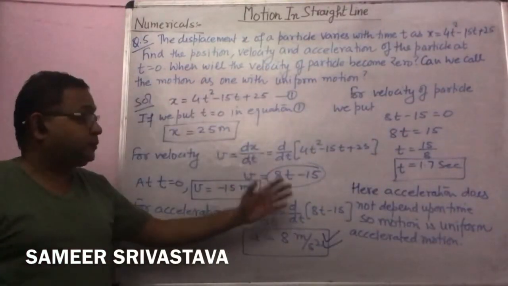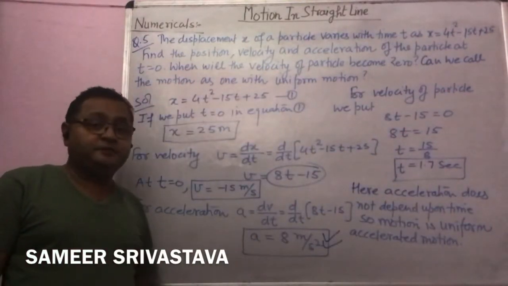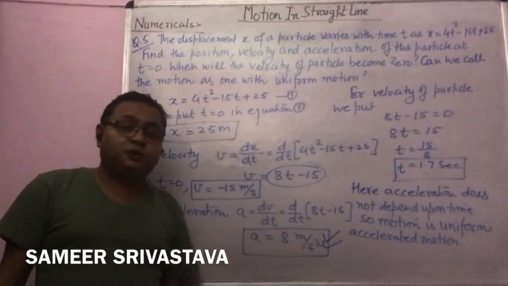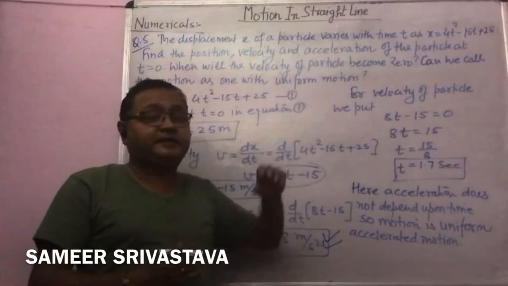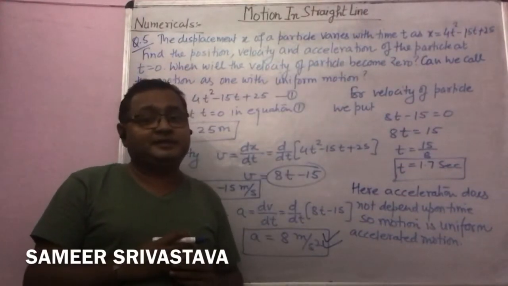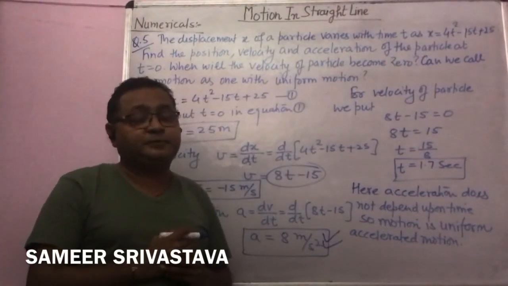So this is a proper solution for question number 5. Hope students you understand all the problems based on average speed and average velocity, as well as how we can find the velocity and acceleration by differentiating the equation if the equations are given.